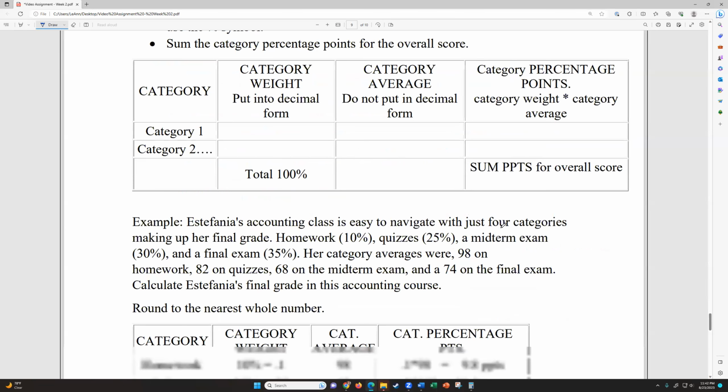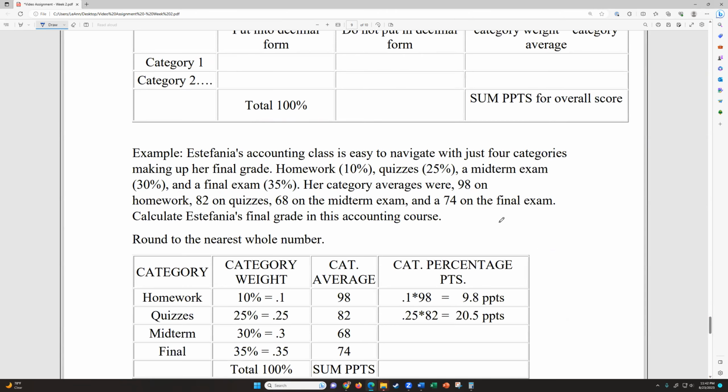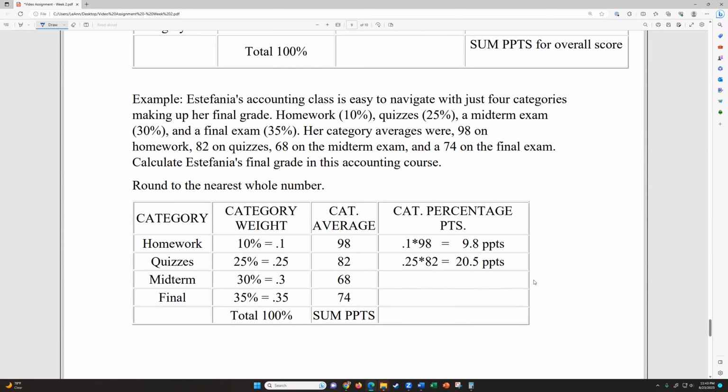All right, so Estefana's accounting class is easy to navigate with just 4 categories making up her final grade. She has homework for 10%, quizzes for 25%, midterm exam for 30%, and a final for 35%. So notice I've already written those 4 categories. I've written the percentages down and already converted them to decimal form, okay? These are from her grade book, and it was listed here as well. At the end of the semester, her category averages were 98% on homework, 82% on quizzes, 68% on midterm, and 74% on her final exam. We're going to calculate the final grade in this accounting course.